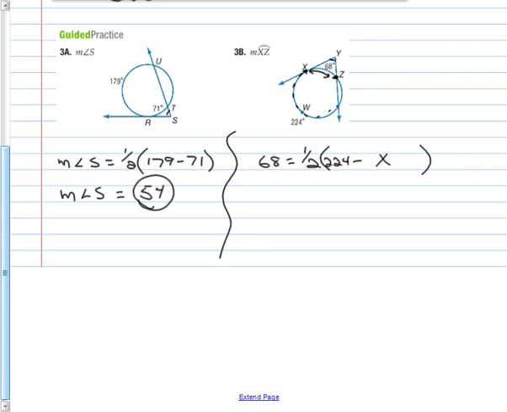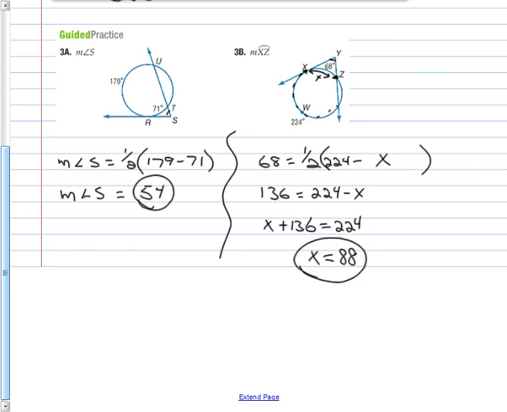So I'm going to get rid of the 1/2. I'm going to multiply it by 2. What's 2 times 68? 136 equals 224 minus x. So I'm going to add x and then subtract that 136. What's the measure of that missing arc? 88.